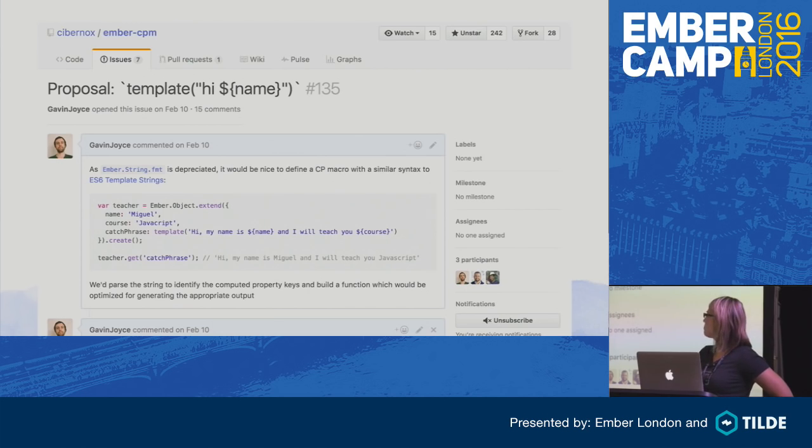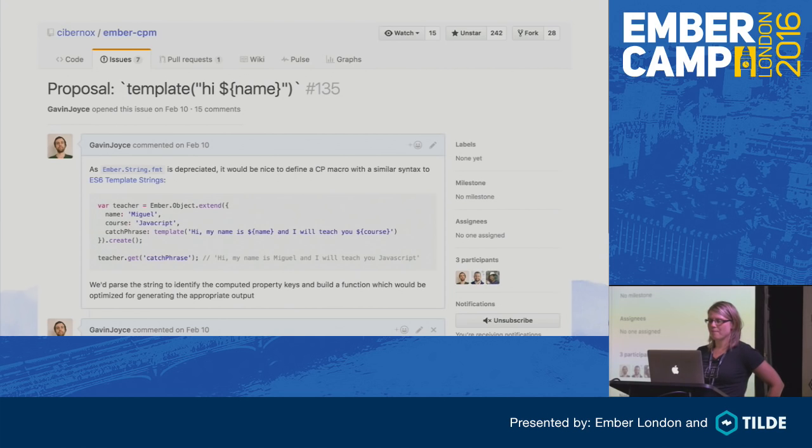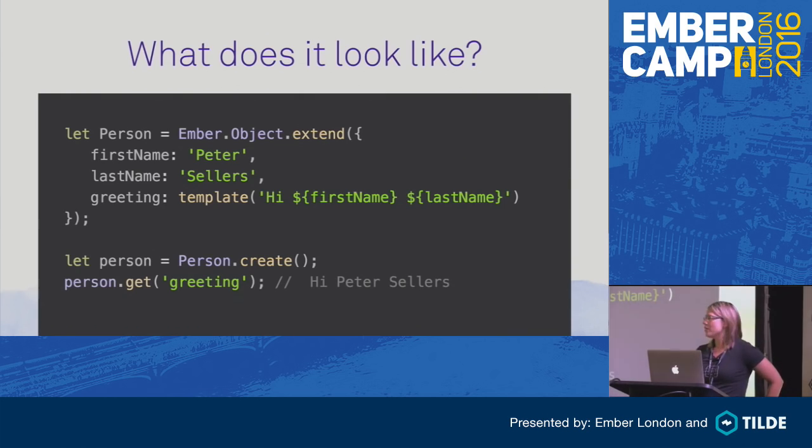The first proposal we made was in January, when Gavin posted on Ember CPM, the computed property macros for Ember, an idea for a new computed property macro. And what does it look like? The first idea was, let's use something similar. String format was replaced by ES 2015 template strings, so let's use something similar to this.